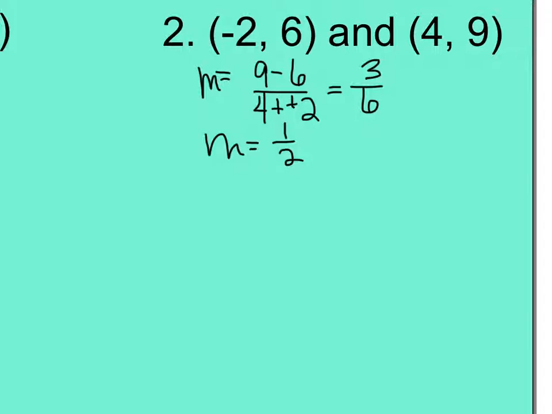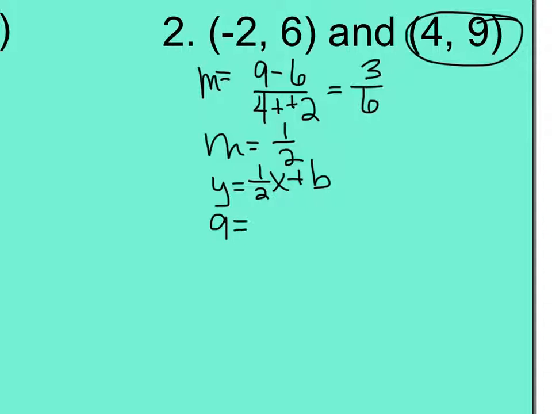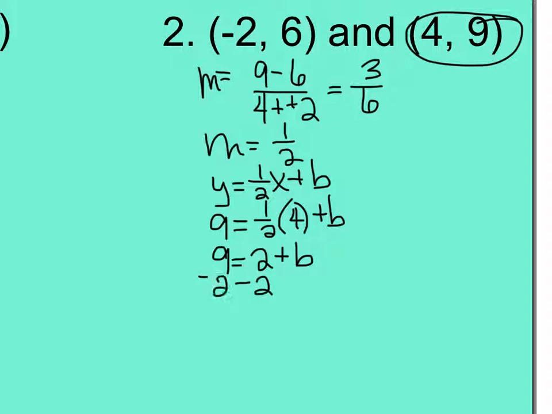Now we need to see what information I currently have. So I'm left to find b. I'm going to choose the pair that's positive. So I have 9 equals 1/2 times 4 plus b. Well, half of 4 is simply 2. And to solve for b, we're going to subtract 2.